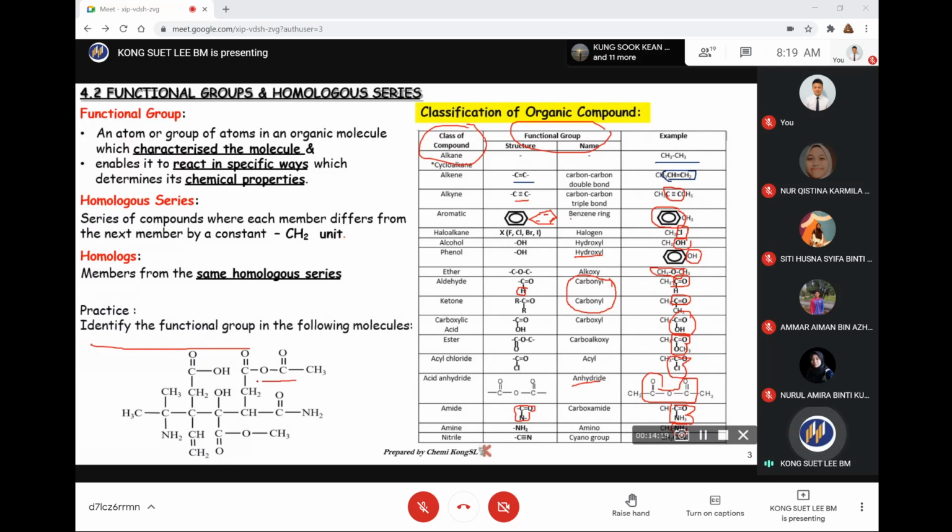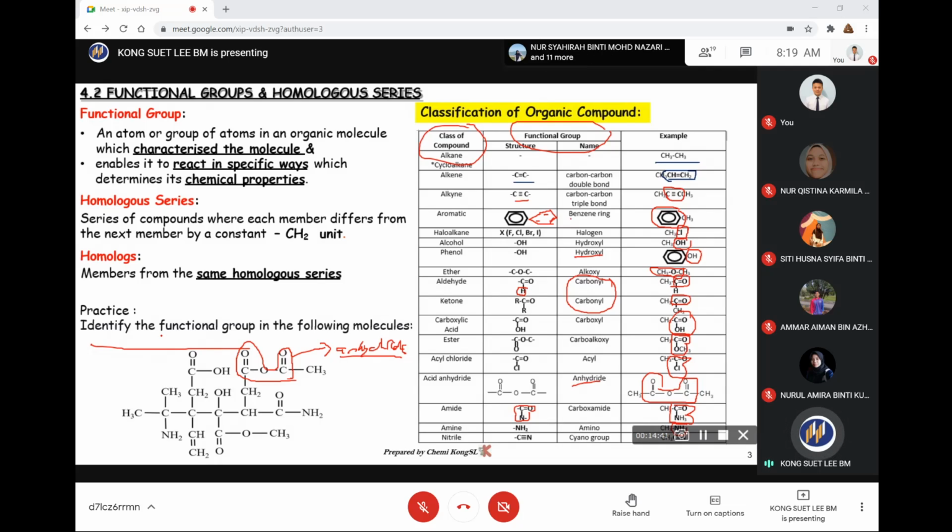Okay, so this one, for example, C double bond O, COC. So, you circle and then you point out. This is the functional group. What is the functional group? Write down the name. Anhydride. Okay, anhydride. Tulis. So, ni cara dia. You have to circle and then point out, then name the functional group.